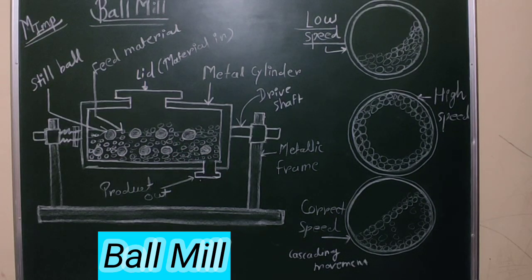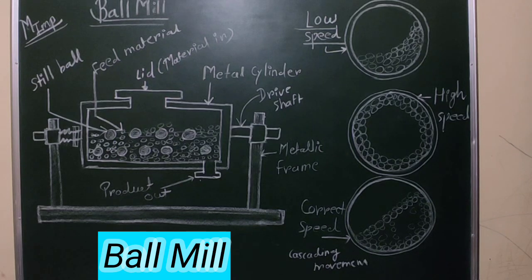Once again, see the construction of the ball mill. The ball mill consists of a metallic frame. It has the drive shaft, which is the rotating one, on which this metallic hollow cylinder is mounted. This metallic cylinder has one opening at the top for material inlet, to pour the material which we have to size reduce, and one opening at the bottom to remove the product. Then the hollow cylinder consists of metal balls or rubber balls. We can use either of them. This is the construction of the ball mill.